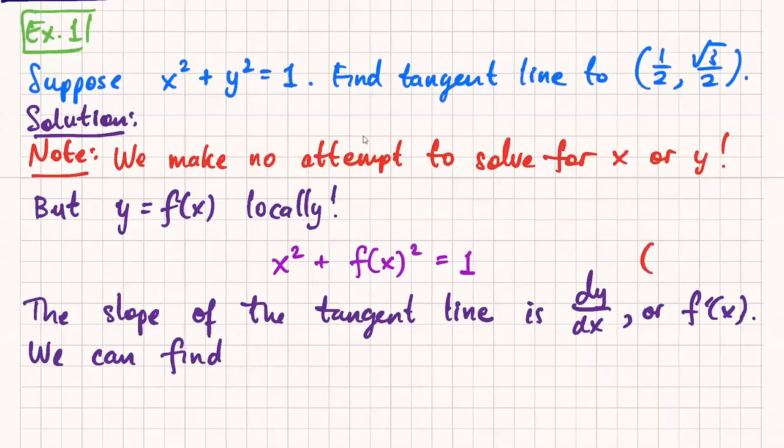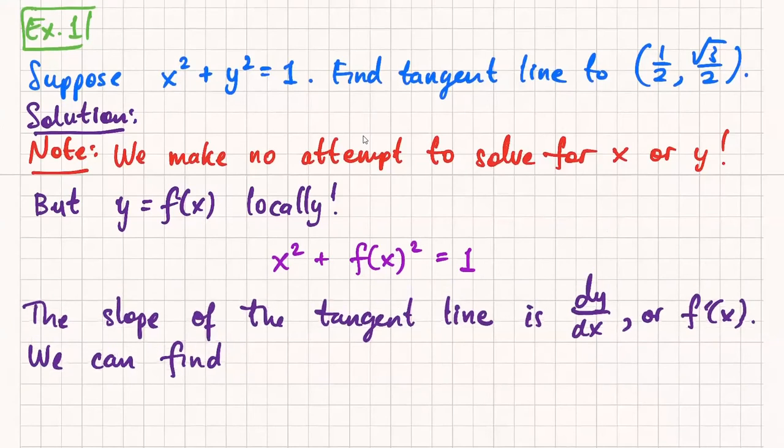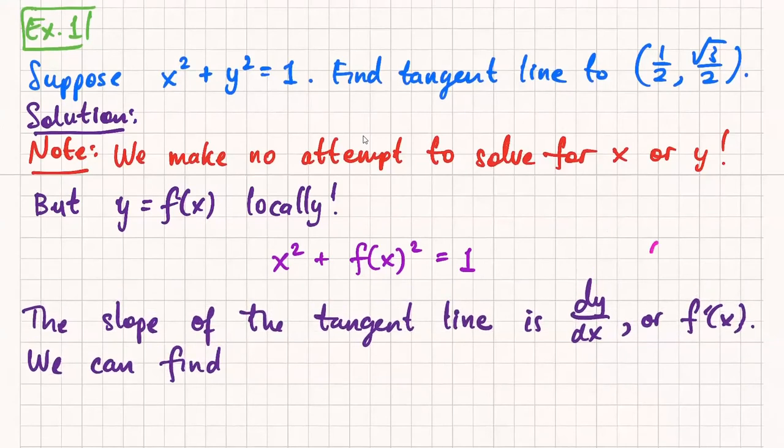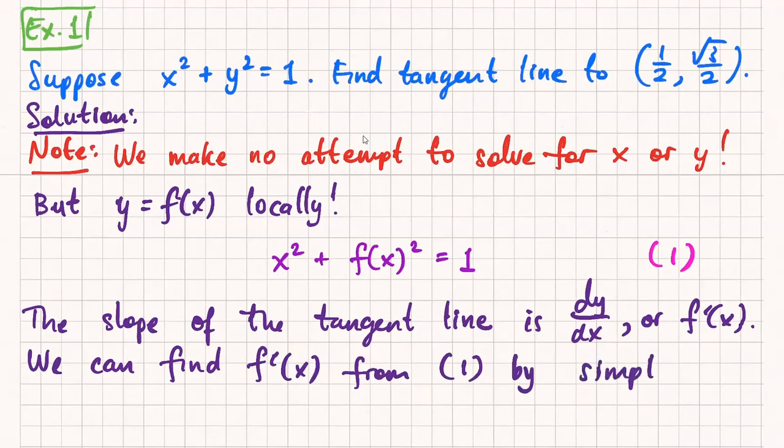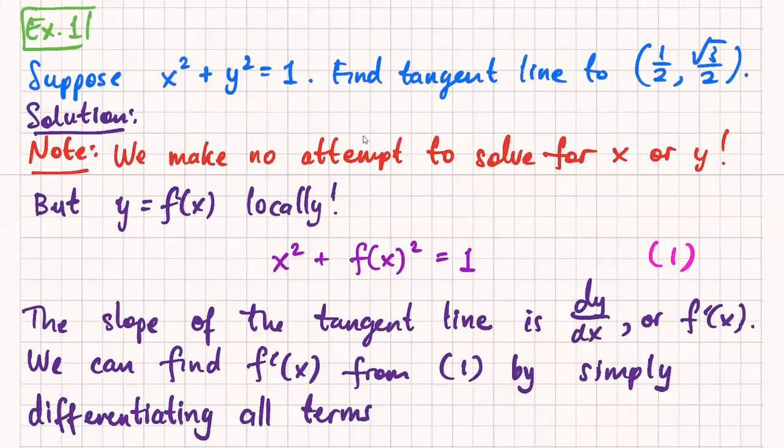Let me call this equation 1 so that I can refer to it. So we can find f prime of x from equation 1 by simply differentiating everything and solving for f prime of x. And we're actually going to notice that even though I can't solve for f of x, I will always be able to solve for f prime of x.